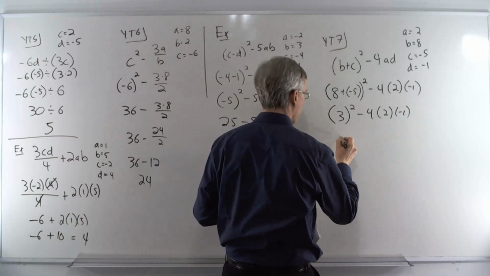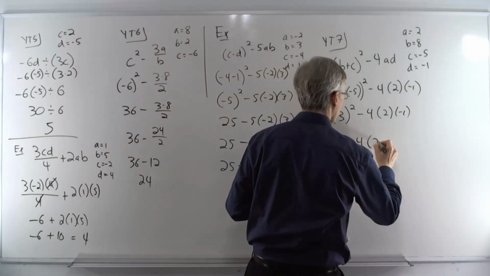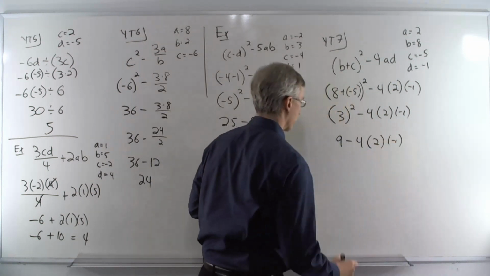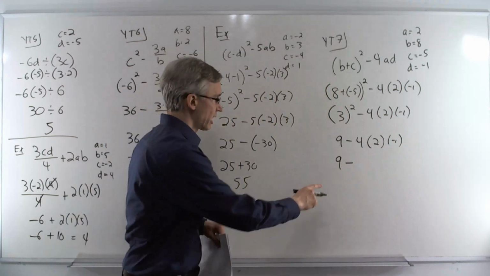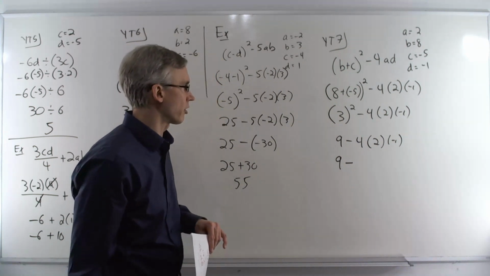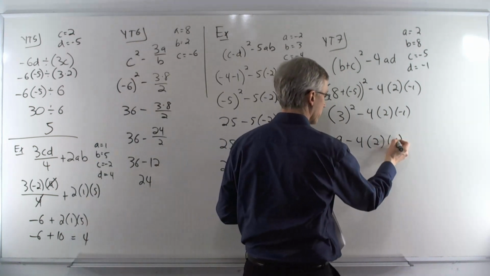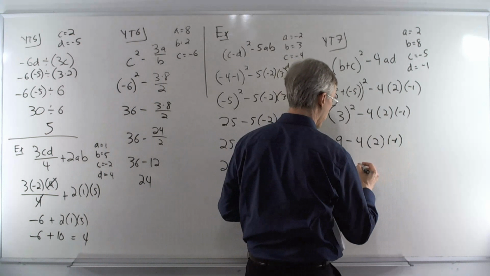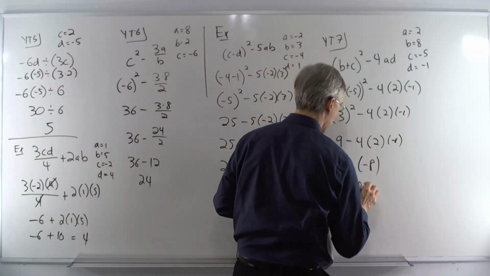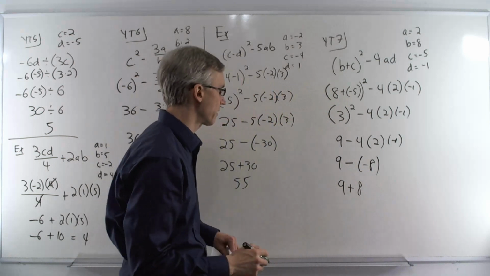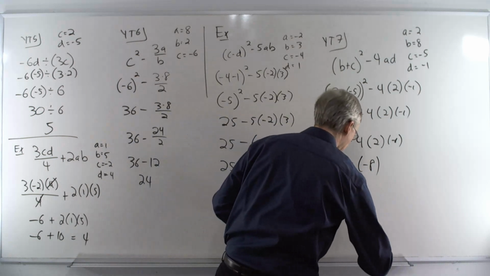3 squared, 9 minus 4 times 2 times negative 1. Now again, we're going to leave that subtraction for last. Addition and subtraction are always last. Now we'll multiply across here. 4 times 2 times negative 1. That's negative 8. Subtracting negative turns into addition, so we got 9 plus 8, add them together, and we have 17.